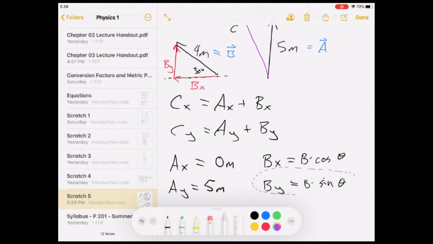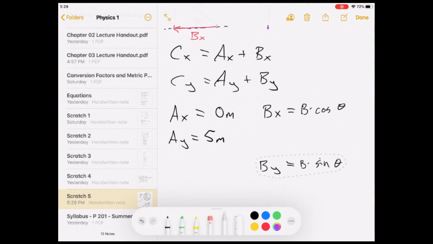And I didn't leave myself much space, which would normally be a problem, but thanks to technology. Okay, so B sub X is 4 meters times cosine of 30 degrees. And what I get is 3.46.